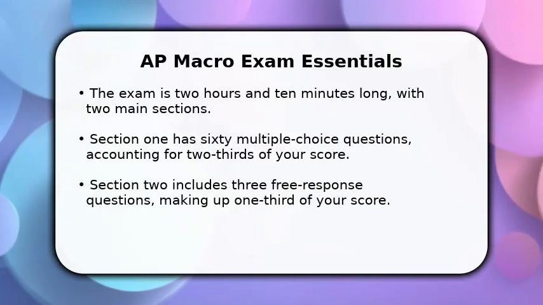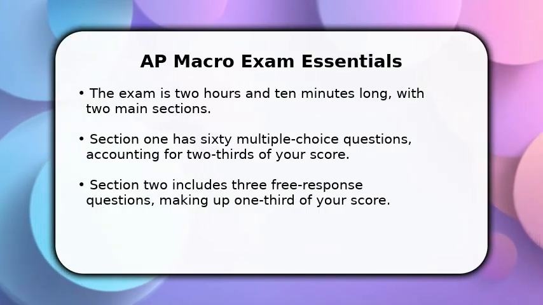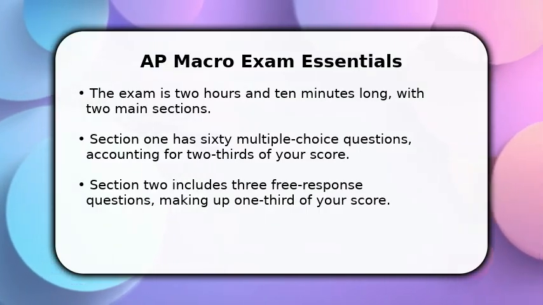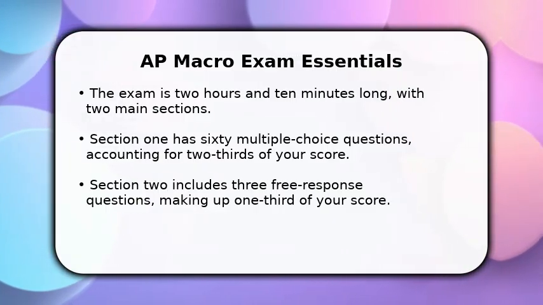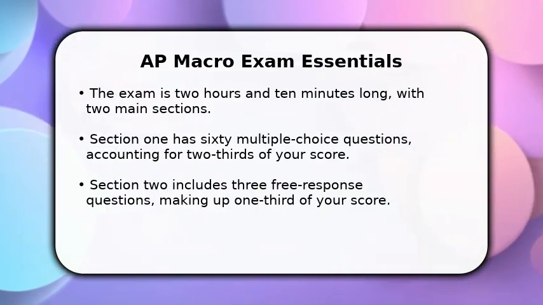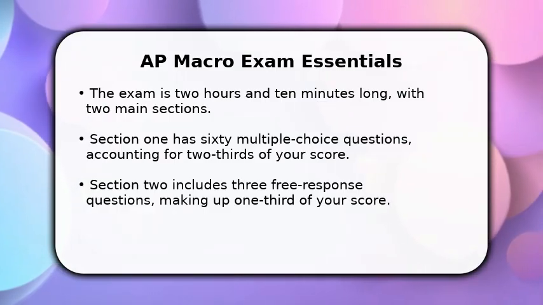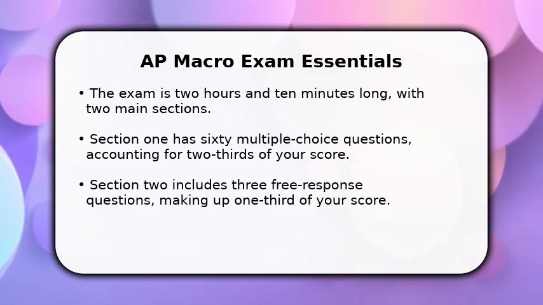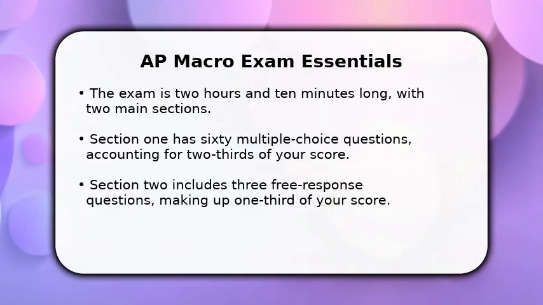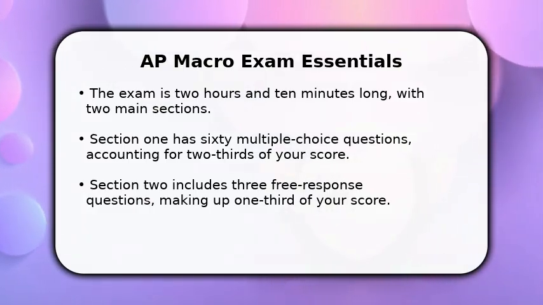In this video, I will explain how to pass the AP Macroeconomics Exam. This test is a comprehensive assessment of college-level economic principles. It lasts 2 hours and 10 minutes, divided into 2 sections. The first section contains 60 multiple-choice questions, while the second features 3 free-response questions. Understanding this structure is your first step toward success, allowing you to strategize your study time effectively.